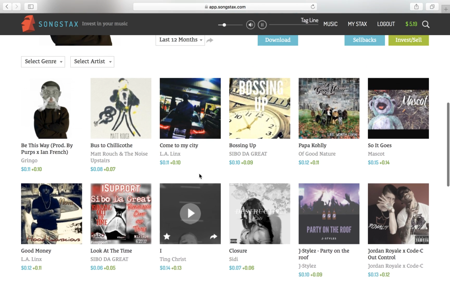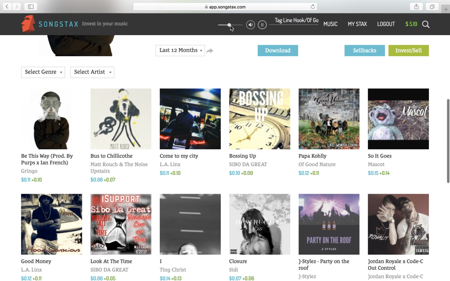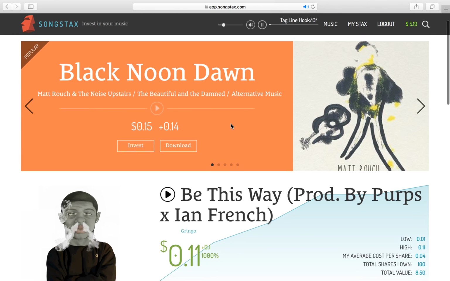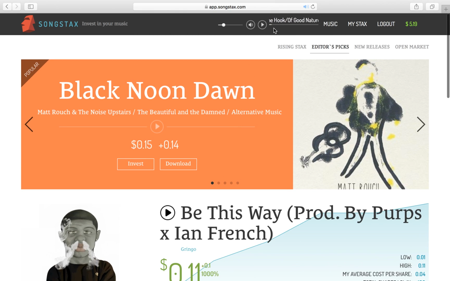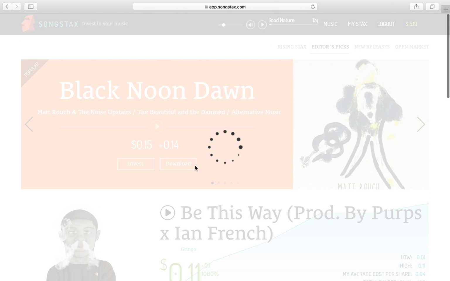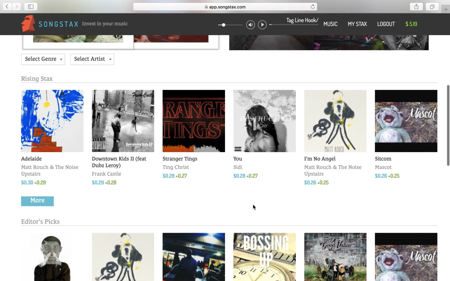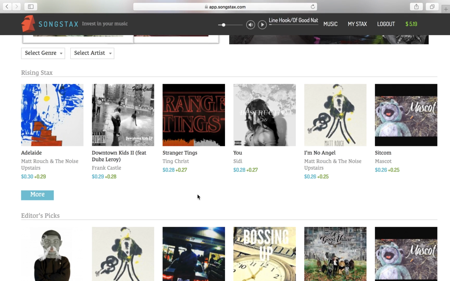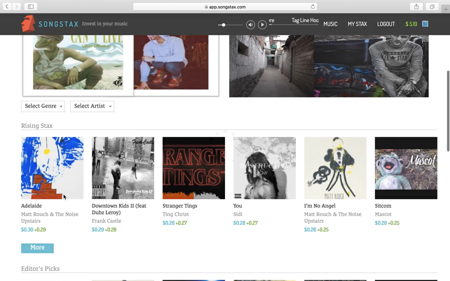Any song could end up being the next song on everybody's picks. It could be the next song on SongStax. So it's really good to search throughout the site to look for those songs and preview them. The whole fun of it is picking out the songs that you think are really good, that you think other people are going to like, that are going to make it up here someday.